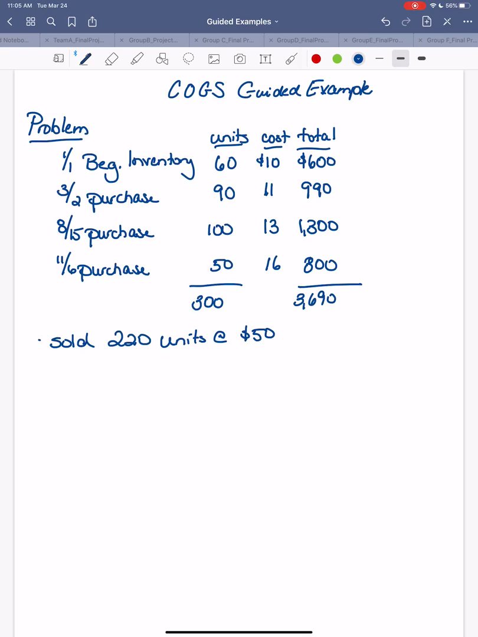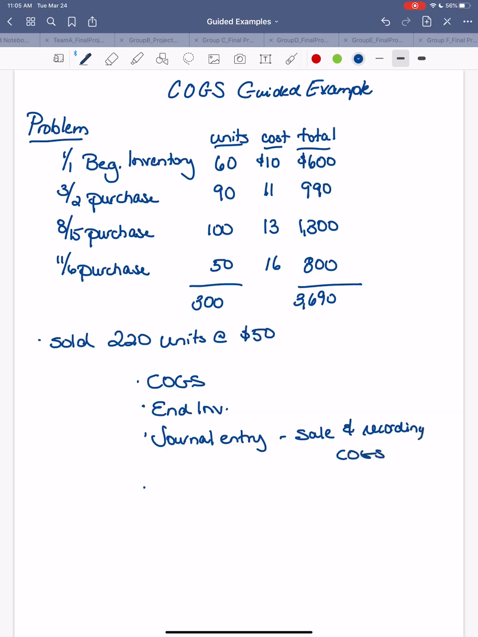And what I want you to do for all three is figure out the cost of goods sold, the ending inventory, the journal entry that you would do for the sale. You don't have to do all of the purchases, but the journal entry for the sale and recording cost of goods sold. And I want you to also calculate gross profit.